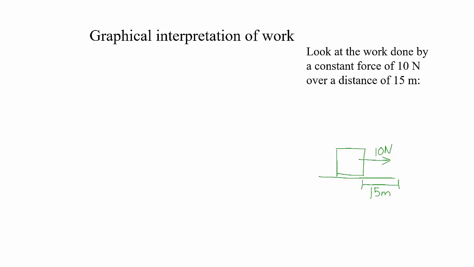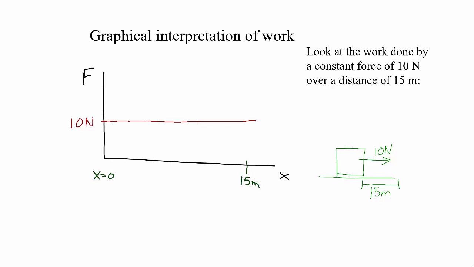If I were to graph the force versus position for this object, we have a constant force of 10 newtons acting over the full 15 meters. It's not a very interesting graph, but we have this horizontal line, a constant value of F, over that entire 15 meters. And we know that to find the work done in this case, it's the parallel component of the force, 10 newtons, times 15 meters, so the work done is 150 joules.